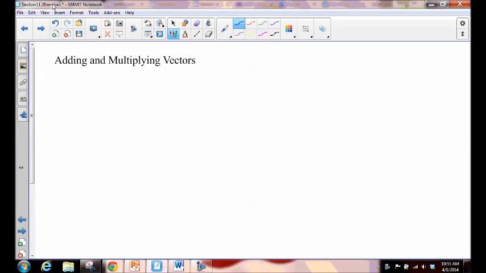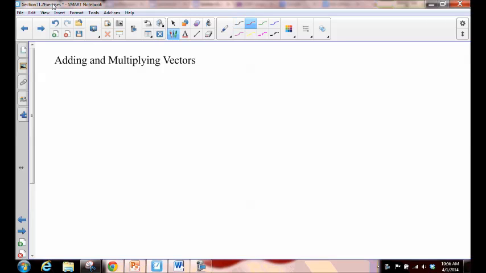Let's talk about adding and multiplying vectors. For this class, we will consider the x and y directions to act independently and be separate from each other, so that what happens in the y direction does not affect what happens in the x direction and vice versa. So this means that when we add vectors, we can add the x components together to get the x components of the new vector, and then we can add the y components together to get the y component of the new vector.